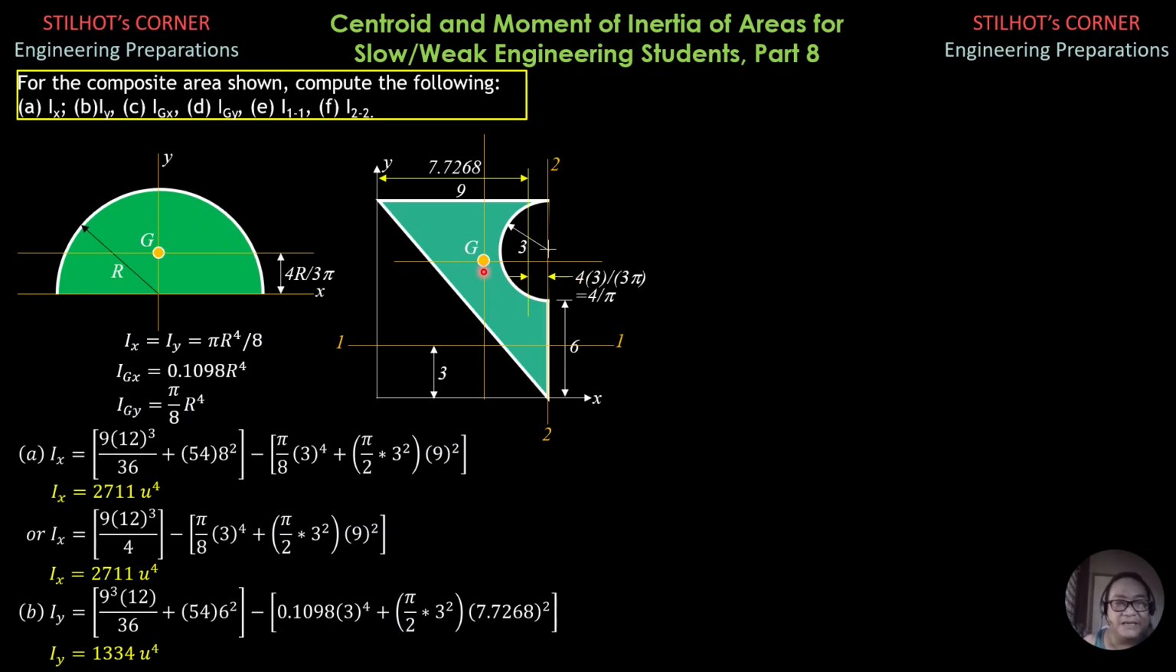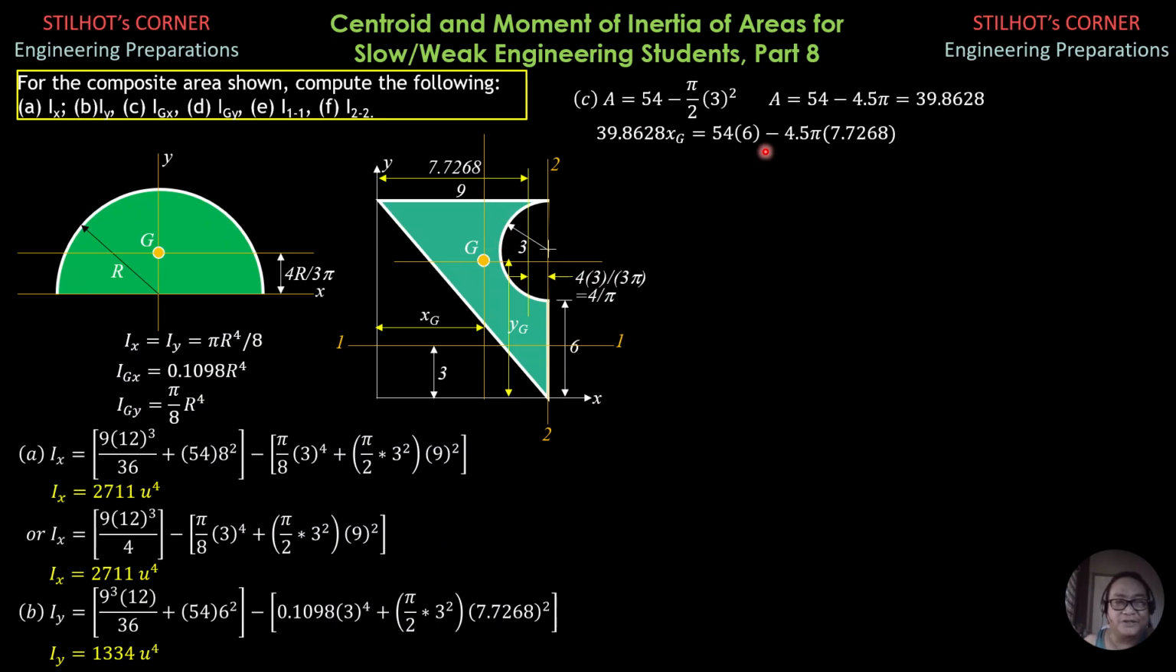So I'll call that G. Then by Varignon's theorem, area times x bar equals area of triangle times x bar of triangle, minus area of semicircle times x bar of semicircle. So area is area of triangle 54, area of semicircle 4.5 pi. So 54 minus 4.5 pi is 39.8628 square units. And by Varignon's theorem, 39.8628 xg equals 54 times 6 because 2/3 of 9 is 6, centroidal x coordinate of the triangle, minus 4.5 pi, area of semicircle, and its centroidal distance from the y-axis is 7.7268. So that's why xg is 5.3876.